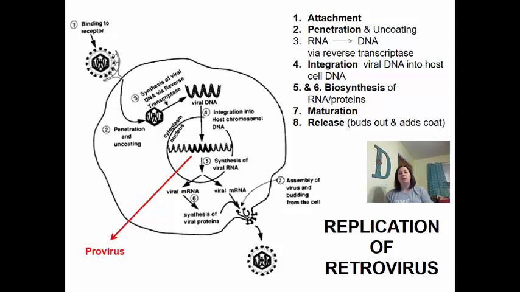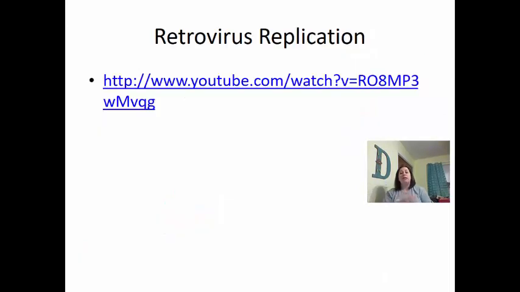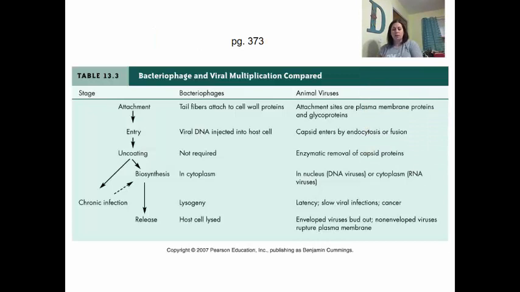And it also does not kill the host cell to begin with. Okay, so this is looking at the replication of a retrovirus. Again, if you'll notice in this PowerPoint and Canvas, you can also watch this YouTube clip that really focuses in on how the retrovirus replication works. This chart's found in your textbook. It shows you the stages and what happens in each stage. It shows you the difference between the bacteriophage and the animal virus.